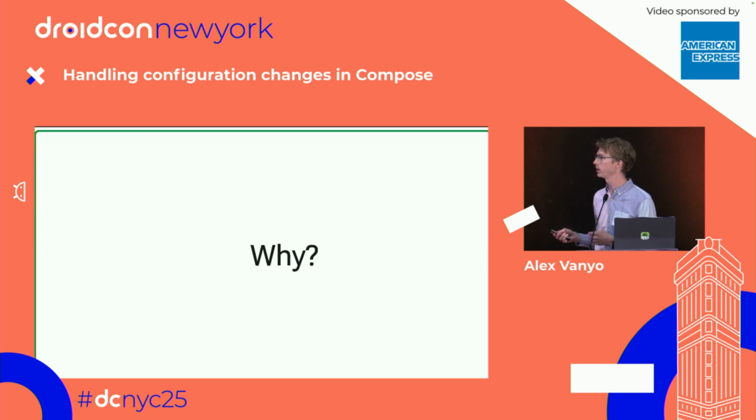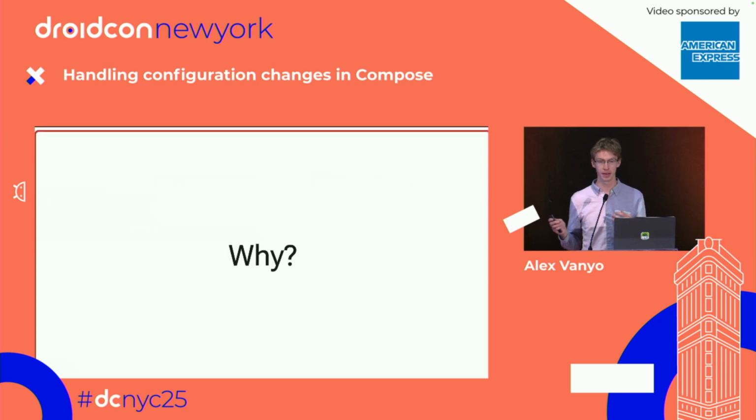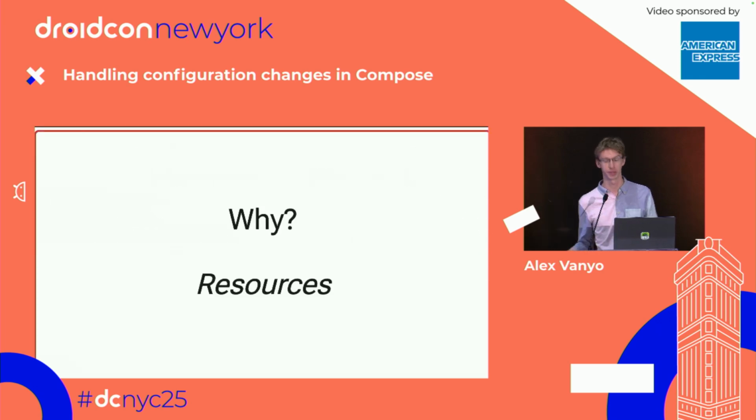And I want to take a step back too and just ask why. This is the way it has worked and has always worked, but why? Why recreate the entire activity? This behavior is one of the main reasons that architecture even exists as a concept. Probably one of your top 5 reasons to have an architecture is dealing with Android component lifecycles. There might be some other reasons too, but dealing with the Android component lifecycles is a big one. And the answer to this question is resources.